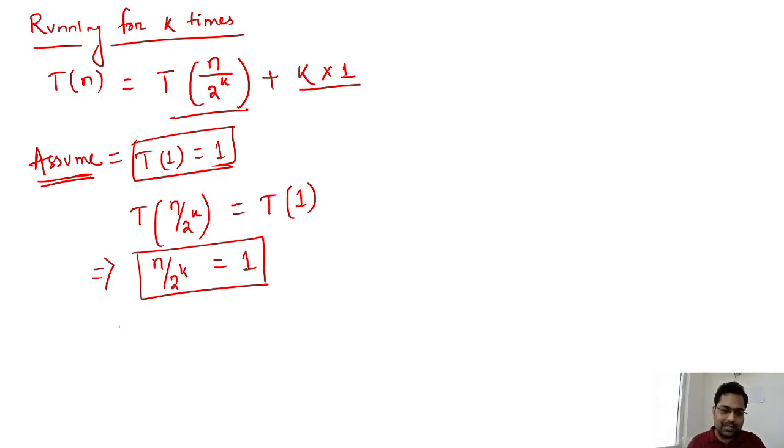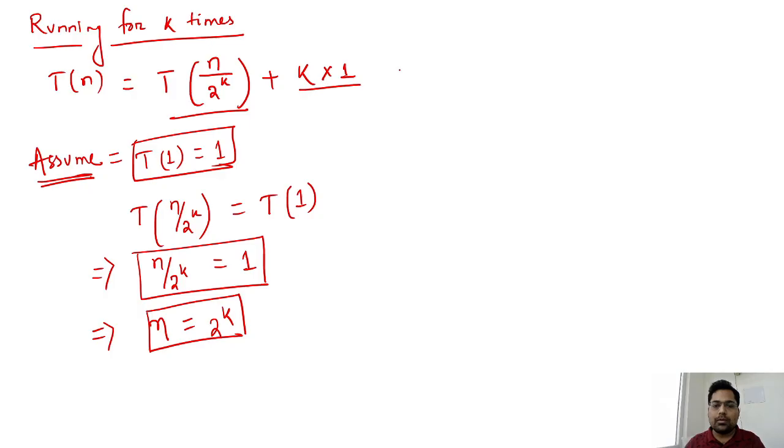Once it is done, next we are trying to find the value of k. That is why we made the assumption on the basis of k times it is running and we stopped. Now we are actually finding the k times. How? Here n is 2 to the power k. Next, to find the k value, we need to remove 2.